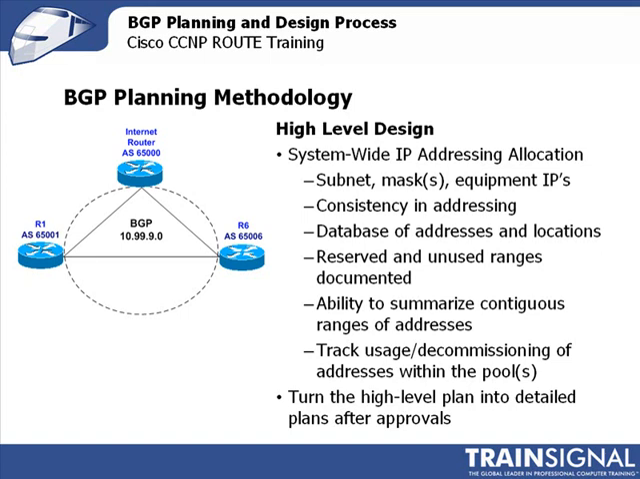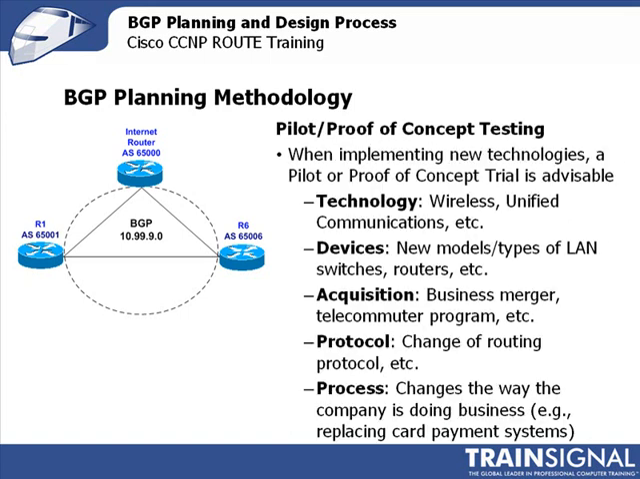For instance, I would usually recommend when a customer was putting in an MPLS network to use a really high address range like 10.254.254 because it'd be so unusual, it'd be very obvious in a routing table. Summarize what you can, track usage and decommissioning of addresses within the pool, and then take that high-level plan and turn it into detailed plans after you get the appropriate approvals.